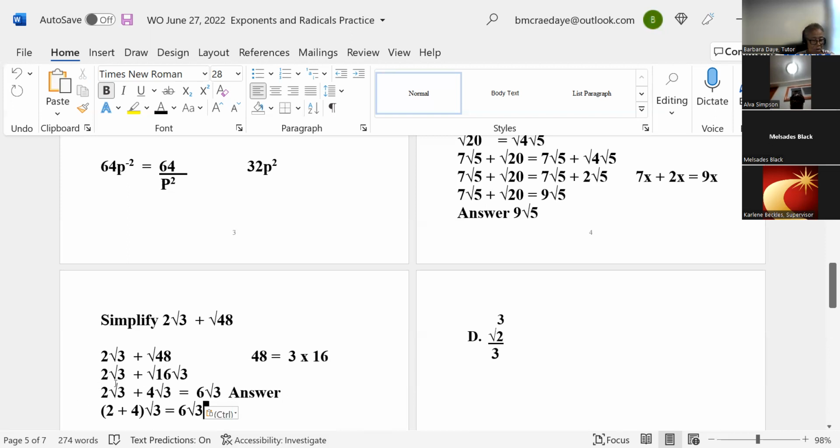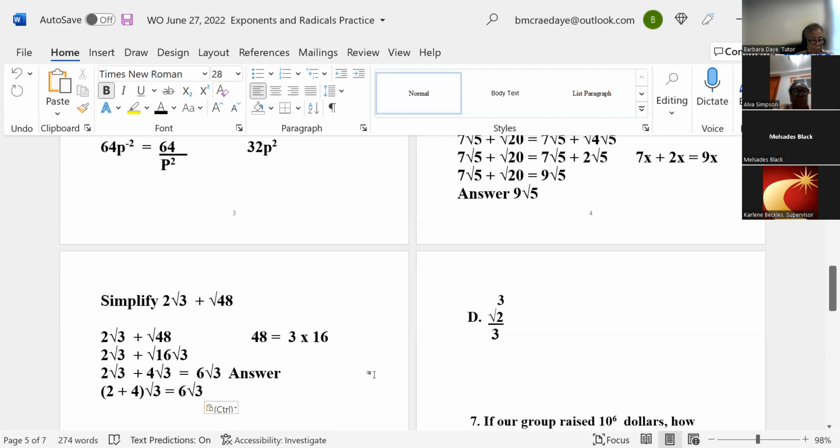Just remember your terms now. Numbers in front of variables or radicals, those are coefficients. And if they are in front of the same radical or the same variable, you can just add them. Okay. Got it?